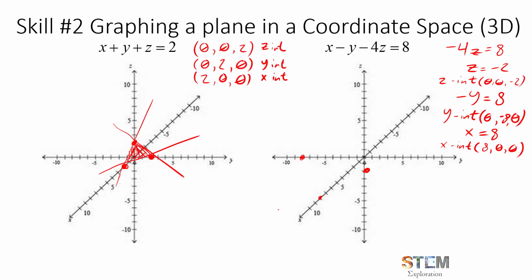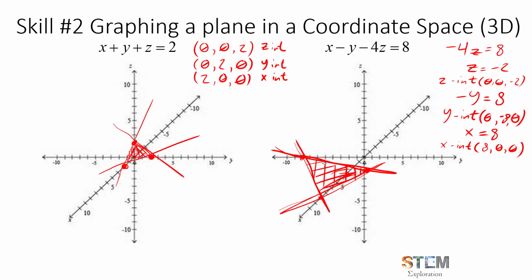And I'm just going to draw a line connecting those 2 points. Draw a line connecting these 2 points. And draw a line connecting those 2 points. And then I'm just going to shade in the triangle. And what you're going to see is this kind of downward sloping plane that is representing the plane in the coordinate space.